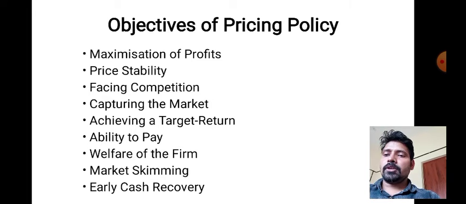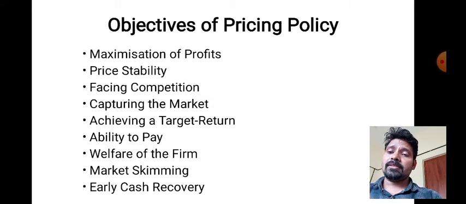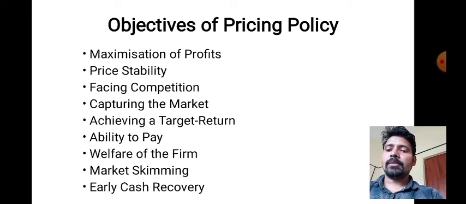And the fifth objective of the pricing policy is achieving a target return. Achieving a target return means that every company or firm always wishes to maximize profit. Simultaneously, it has some targets and goals regarding sales, or making decisions on the price of particular products and varying the price according to the elasticity of demand in various markets. So achieving a target return is a very important objective of pricing policy.